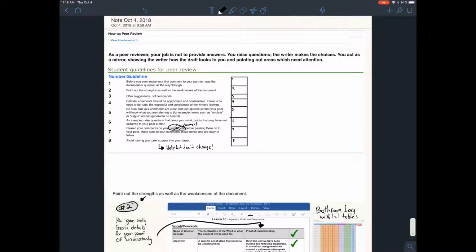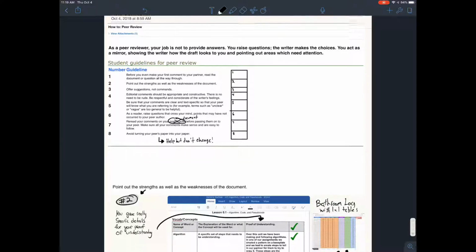So first up, guideline number 1: before you even make your first comment to your partner, read the document or question all the way through. So make sure that you don't start writing until you've fully read their answer, whether that's the answer to one question or the answer to the entire document.